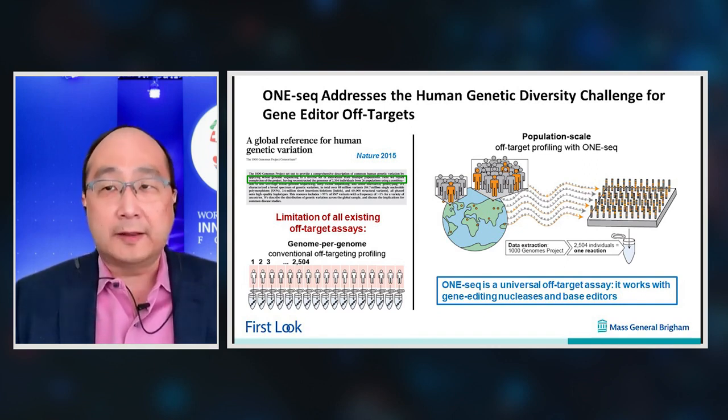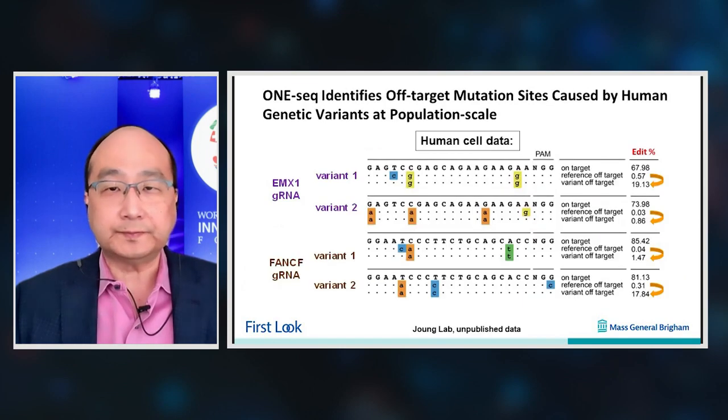Now, the other thing we wanted to mention about OneSeq and emphasize is that it's actually a universal off-target assay. We believe that it will work with all gene editing nucleases, regardless of the type of break that they induce. And we've also demonstrated that it's actually better than existing methodologies for detecting off-targets of base editors.